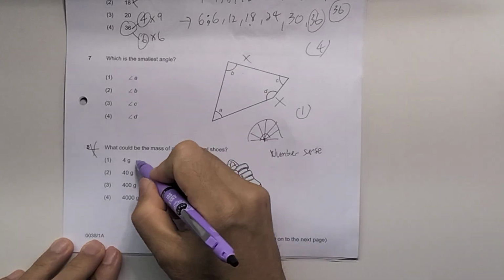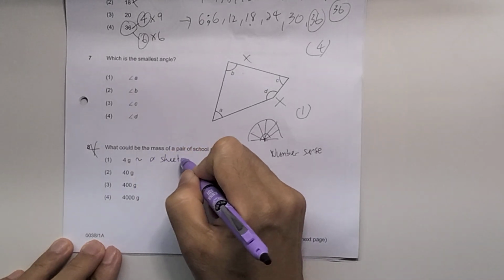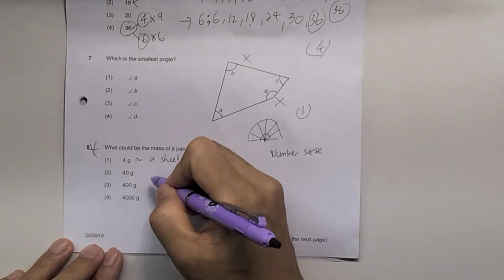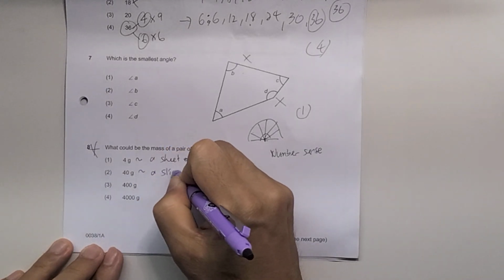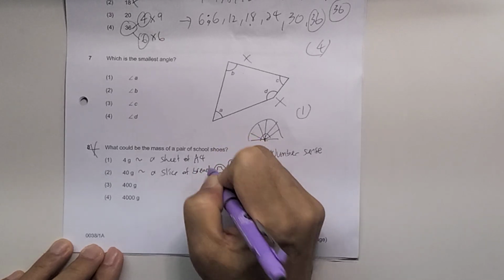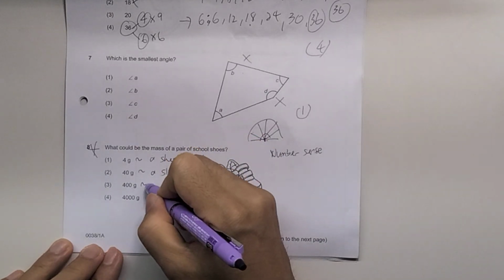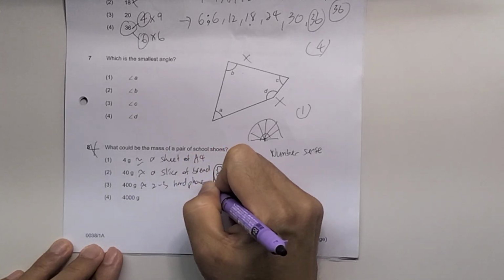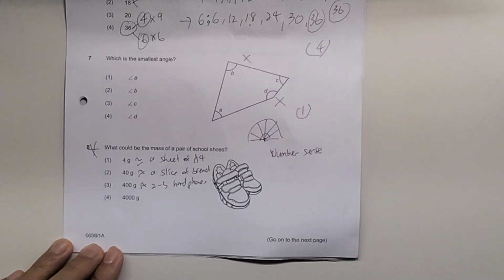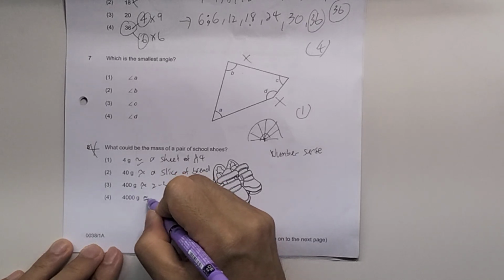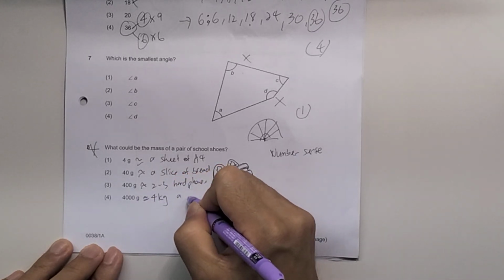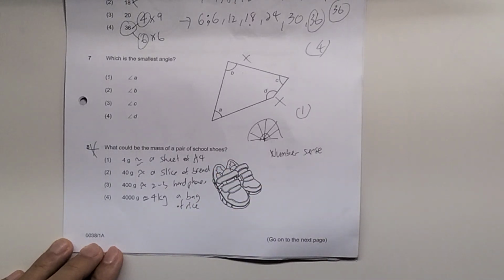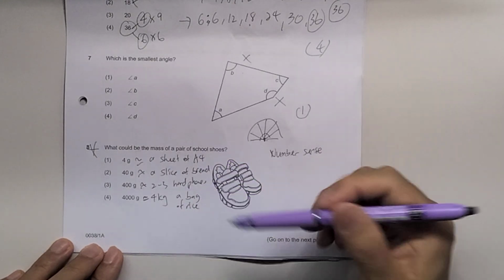So roughly 4 grams is roughly the mass of a sheet of A4 paper, like your worksheet paper. Now 40 grams is roughly the mass of a slice of bread. Now 400 grams is roughly the mass of 2 to 3 handphones. And 4,000 grams is exactly 4 kilograms, which is about maybe a bag of rice, roughly. So which is the number that comes nearest to this description?